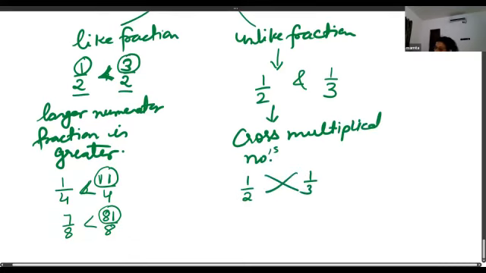This is also known as the butterfly method. So 1 into 3 is 3 and 2 into 1 is 2. Which number is larger? The cross multiplication 3 is larger. So 3 corresponds to 1/2. So 1/2 is larger than 1/3. Understood, children? Yes, ma'am. It's simple. Please note it down.